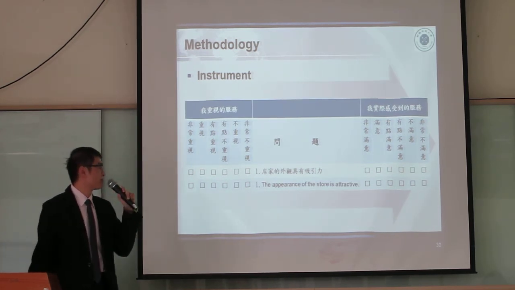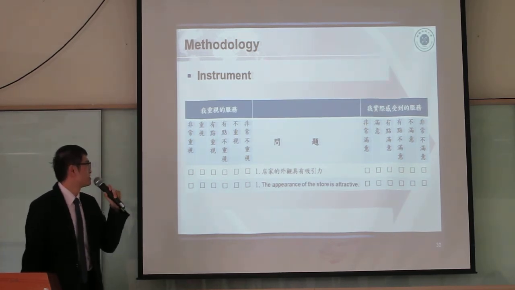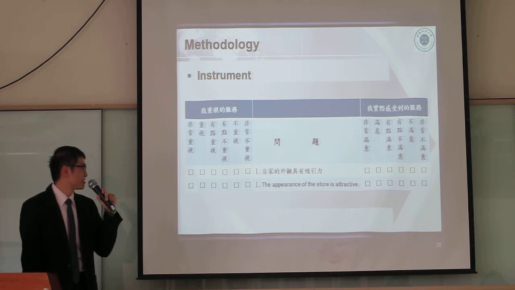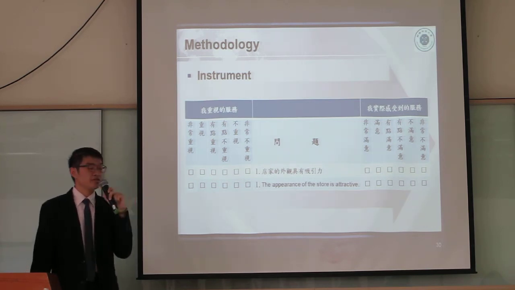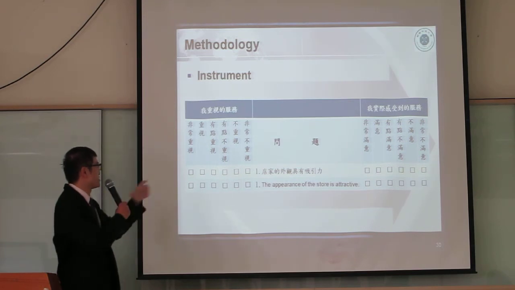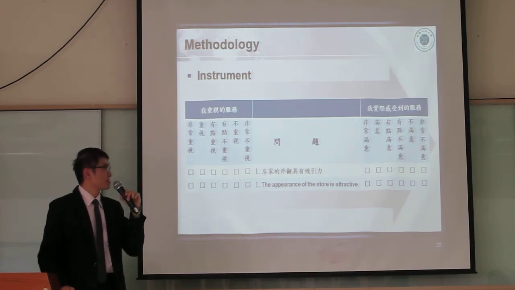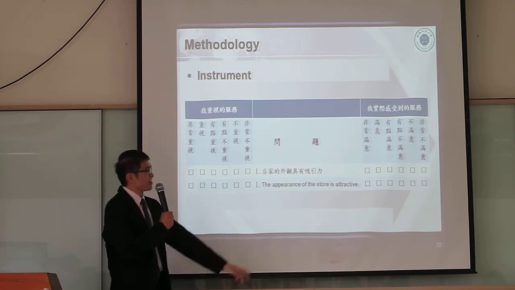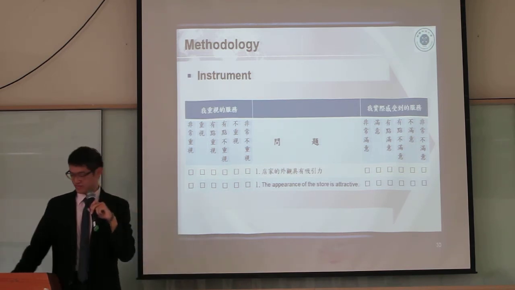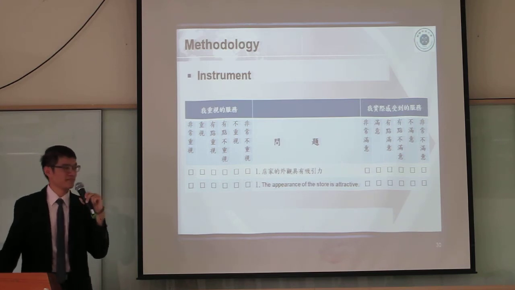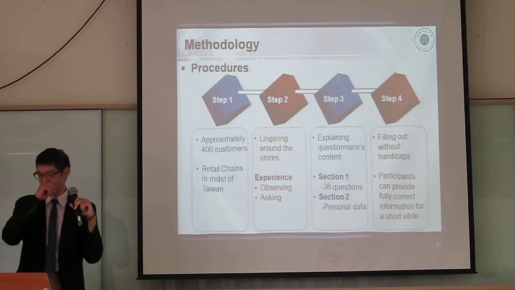This is an example of my questionnaire. The left-hand side is importance and the right-hand side is satisfaction. Question 1 will be, the appearance of the store is attractive. If the customer feels it is very important, they will mark very important. And if they are not satisfied with the appearance of this store, they will mark strongly disagree. Strongly dissatisfied. Okay. Keep going.